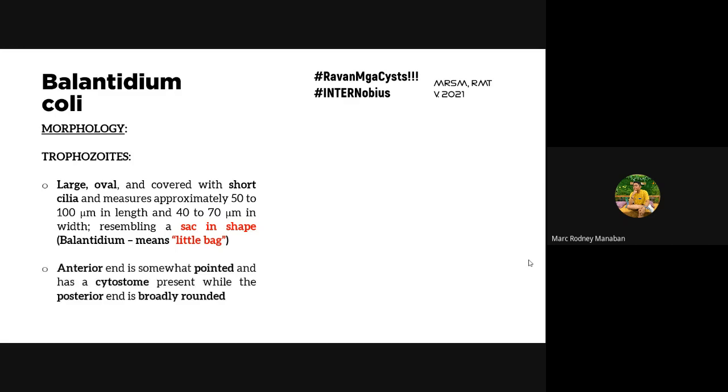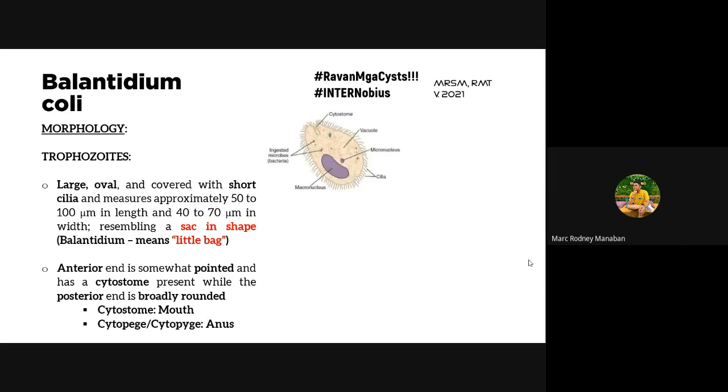All right. Now, very important, the anterior end is quite pointed and the posterior end is broadly rounded. Now the anterior end contains a cytostome, which is the mouth. So this is where it eats, where the food enters. And the posterior end contains the cytopyge, which is the anus. So this is where its wastes come out. Okay, so this is the illustration of your trophozoite. Again, cilia on the surface, and you have the cytostome and the cytopyge.